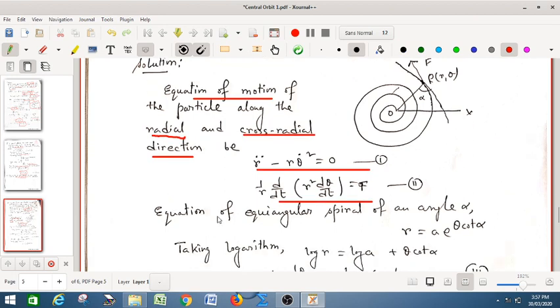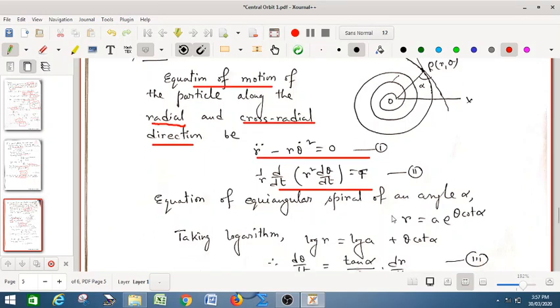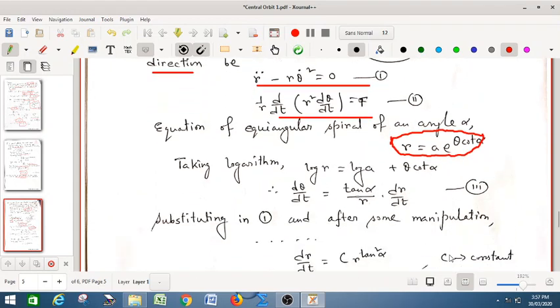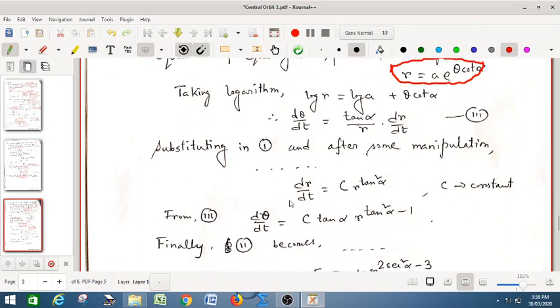So equation of equiangular spiral of angle alpha. What is the equation? You know that equiangular spiral is given by this equation, r is equal to a e to the power theta cot alpha. Here alpha is this angle, this is the alpha. Now taking log on both sides and differentiating with respect to time, you have d theta/dt, substituting in 1, you have dr/dt.